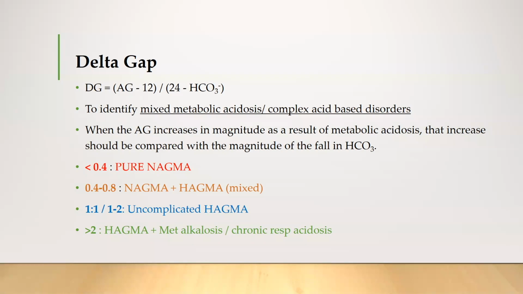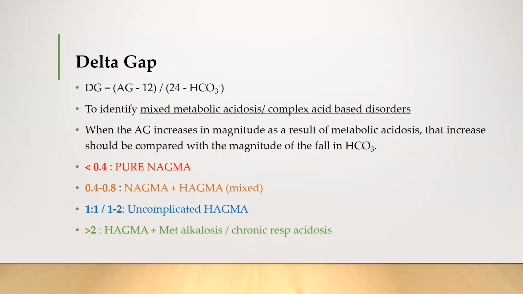So the principle of this delta gap is that when the anion gap increases in magnitude as a result of metabolic acidosis, this increase should be compared with the magnitude of fall in bicarb. So based on this formula, if the ratio of the delta gap is 1 to 2, it's uncomplicated HAGMA. However, when it's less than 0.4, it means it's a pure normal anion gap metabolic acidosis. Why?